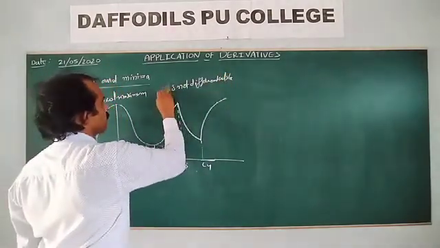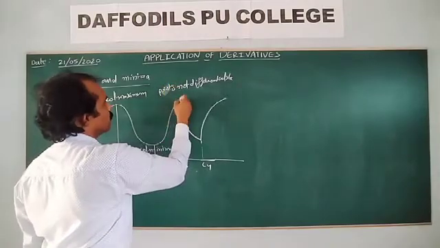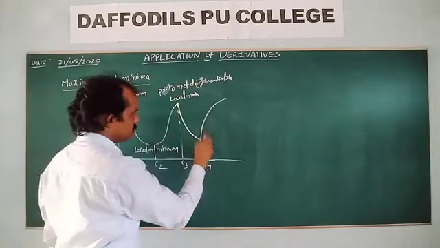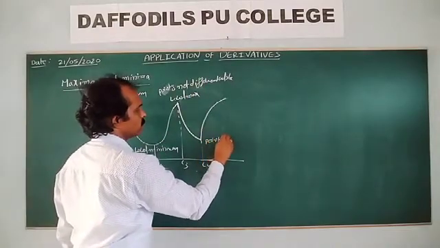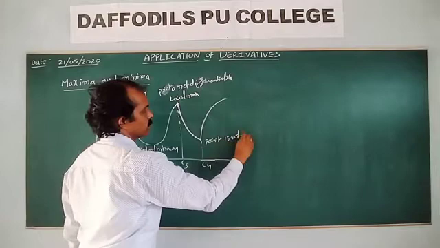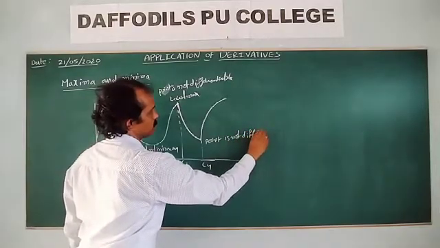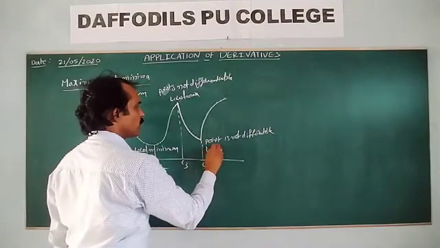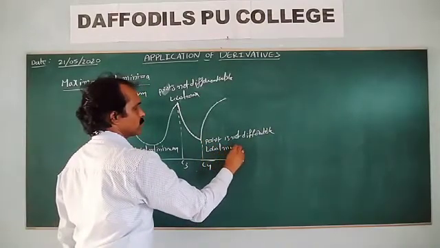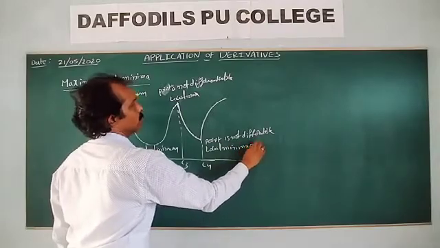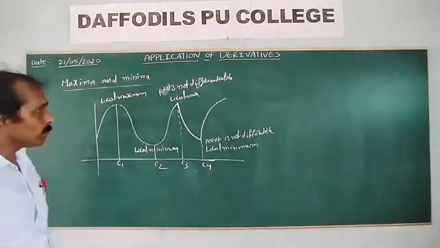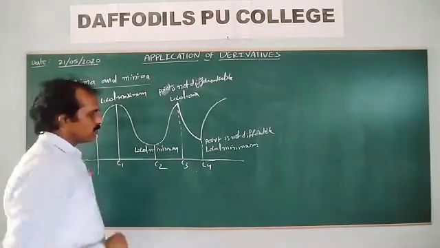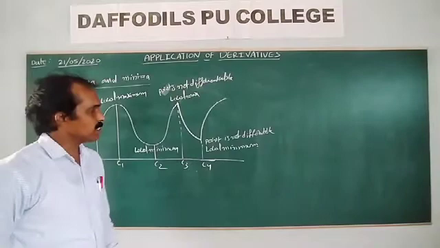Otherwise the point is not differentiable. But this is a local maximum. Here also the point is not differentiable, but this is a local minimum value. Okay. So here the critical points are C1 and C2, and here C3 and C4.